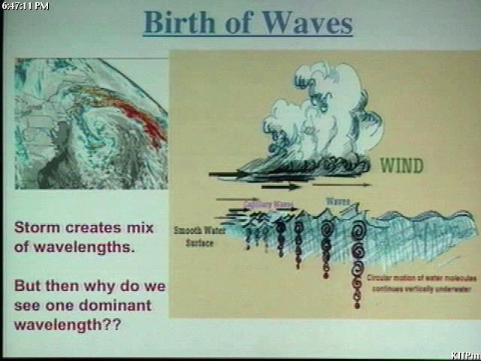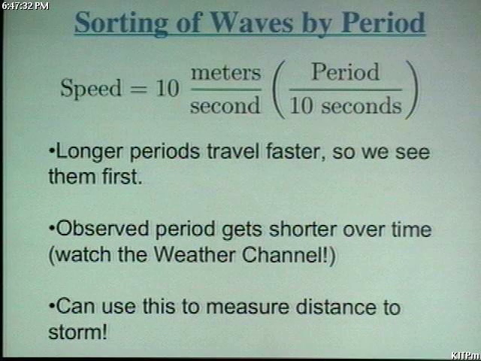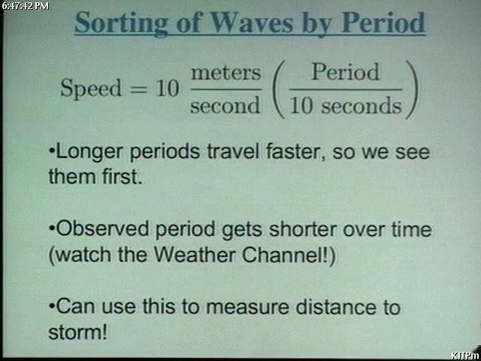Okay, and the answer for this is that as the waves travel from the deep ocean to the shore, they're sorted by period. So if we write down the formula for the speed of a wave in terms of its period, you see that as you increase the period of the wave, as you increase its wavelength, it travels faster. So if you have a storm and you create all these waves, which have all these different periods, then we see the ones that have the longer periods first, because they're the first ones to hit the shore. After that, we see the shorter period ones, because they take more time to get to us.